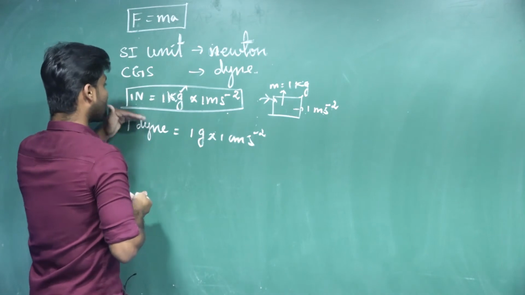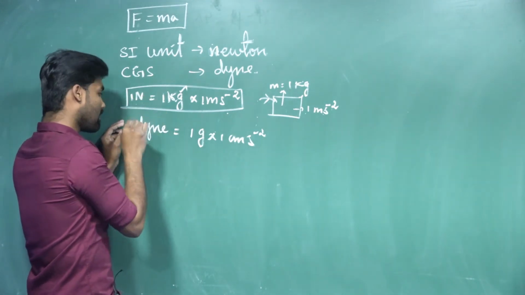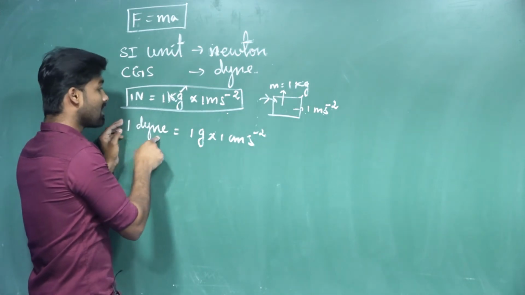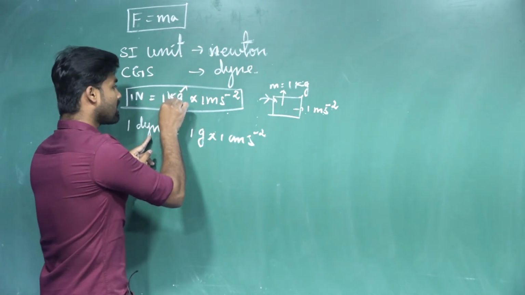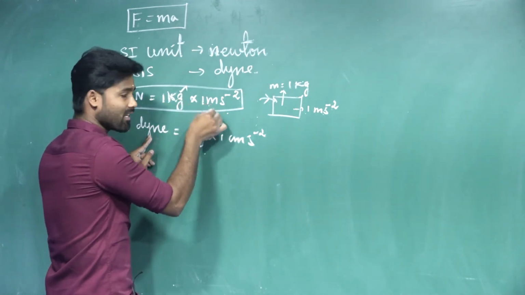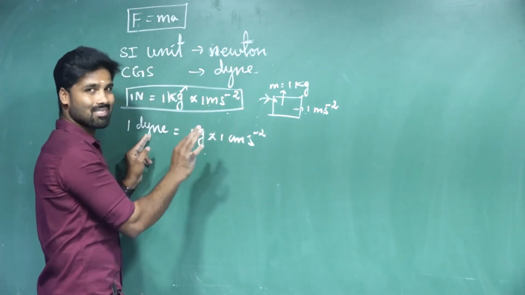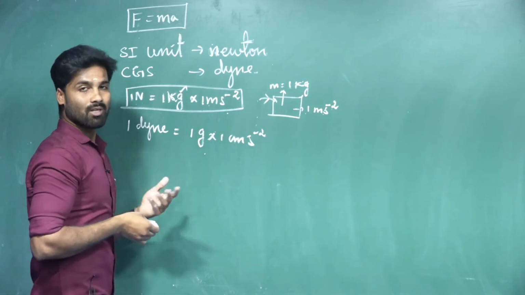In the same way that we gave the definition for 1 Newton, we can easily give the definition for 1 dyne. There is a small change. Instead of using 1 kilogram, we should use 1 gram. Instead of using 1 meter, we should use 1 centimeter. This is the difference between Newton and dyne. So how can we give the definition here?